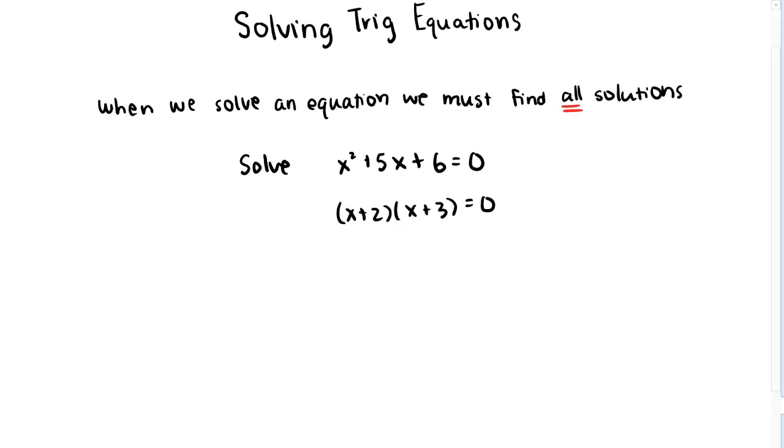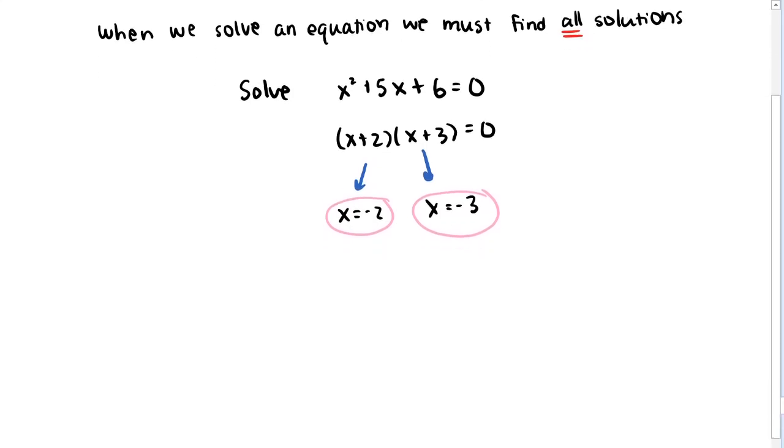Right, one corresponding to when each factor is equal to 0. We get the two solutions, x is equal to -2 and x is equal to -3, right? So when we're trying to solve this equation, we're really looking for both of these solutions. And so typically, and even in the case when we're trying to solve trigonometric equations, we want to find all of the solutions to that equation.